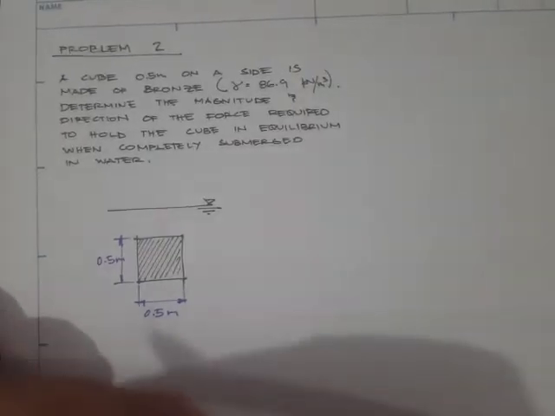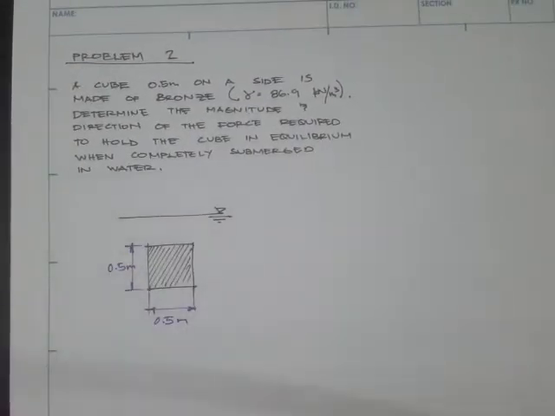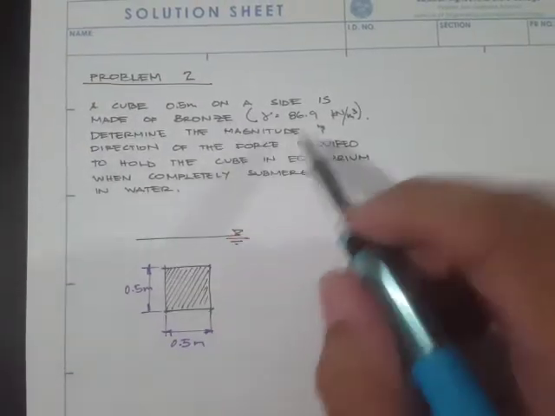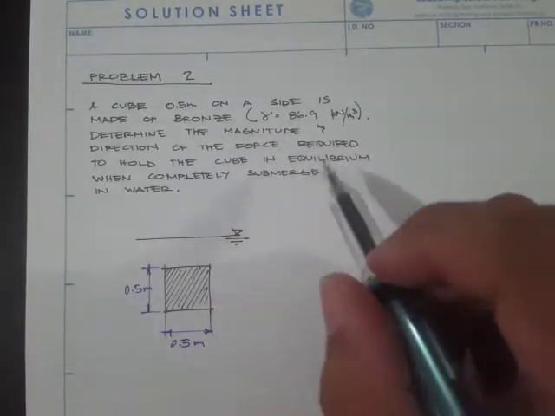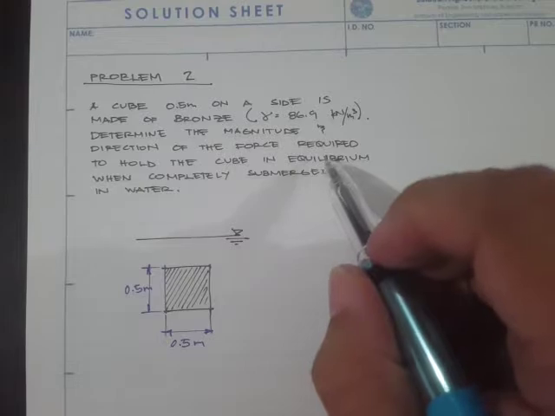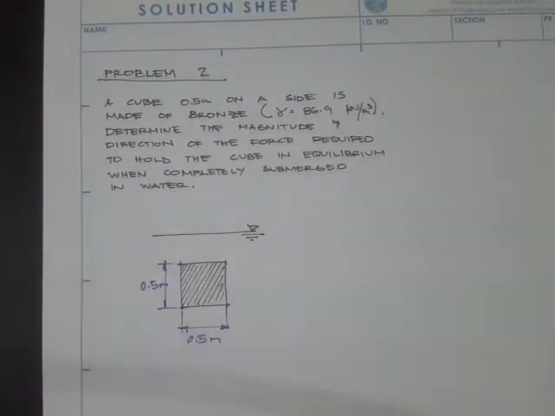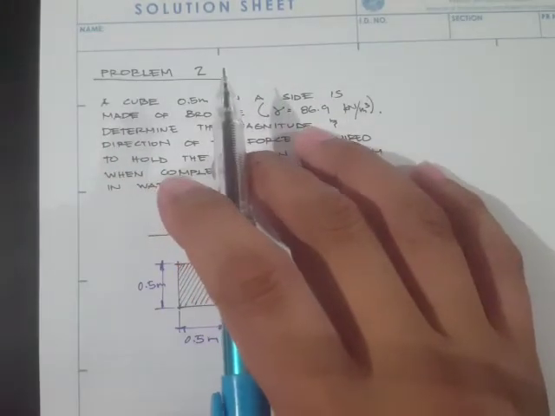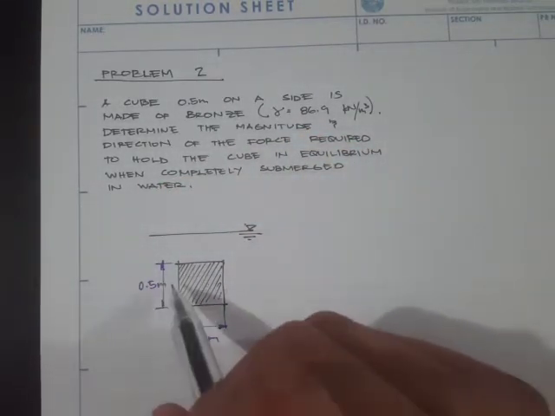Alright, now we'll continue our sample problem for the buoyancy topic. For problem number 2, a cube 0.5 m on its side is made of bronze and the unit weight is 86.9 kilonewton per meter cube. Determine the magnitude and the direction of the force required to hold the cube in equilibrium when completely submerged in the water.